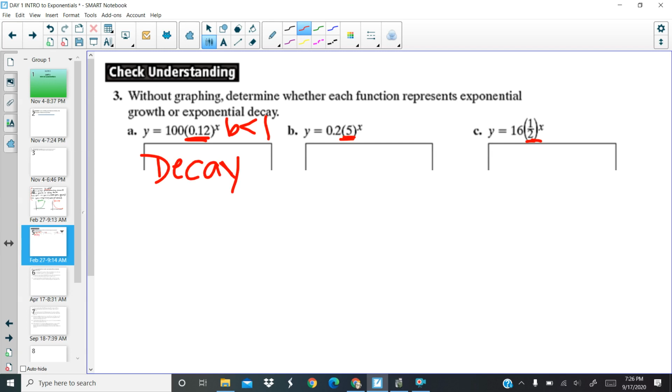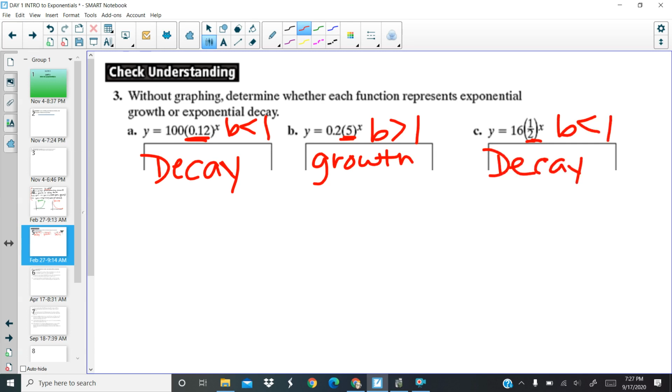The second one, b is 5. So 5 is definitely greater than 1. In that case, that's going to be exponential growth, because it's going to be getting bigger. And then in the third one, 1/2 is going to be less than 1. So that is also going to be decay. That's just how you tell, looking at the equation, whether you're dealing with growth or decay.